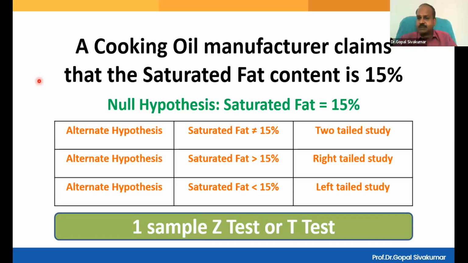Now the lab report comes. The lab report will clearly say the saturated fat content is this much. Now 13 values will be available. Now you have to take a decision. How will you take a decision? Will you look at the maximum value, or the minimum value, or the average?